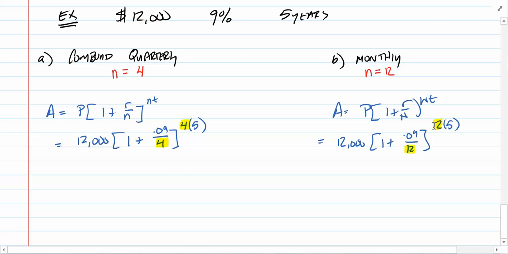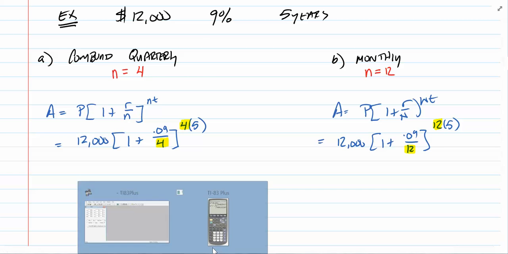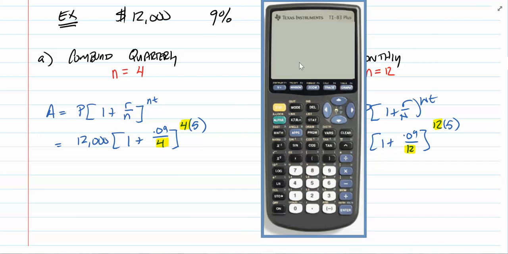All right? So what we'll do is we're going to do part A, or we're going to do compounded quarterly together, and then you're going to do monthly on your own to make sure you can do it in the calculator. So here's how we're going to do it. All right? So take your calculators out. Here's how I want you to do this.